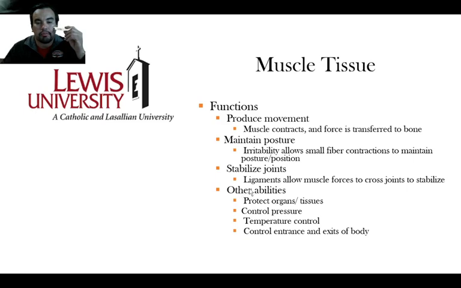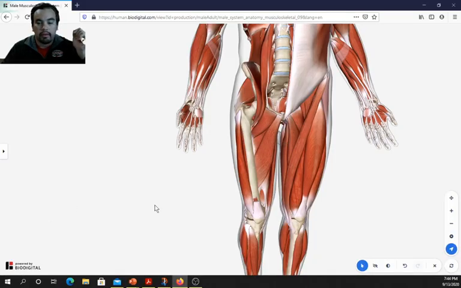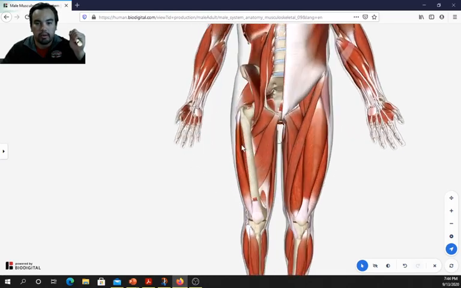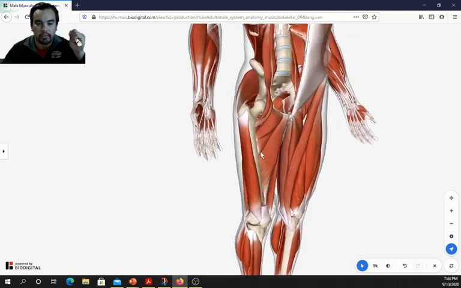So as we look at some of the functions of muscle tissue, we have to look at what its job is. The main job of muscle tissue is to produce movement. As the muscle contracts, a force is transferred to the bone. So let's look at it, right? The muscle attaches to bone, right? All these muscles here are attaching to bone in some various capacity.